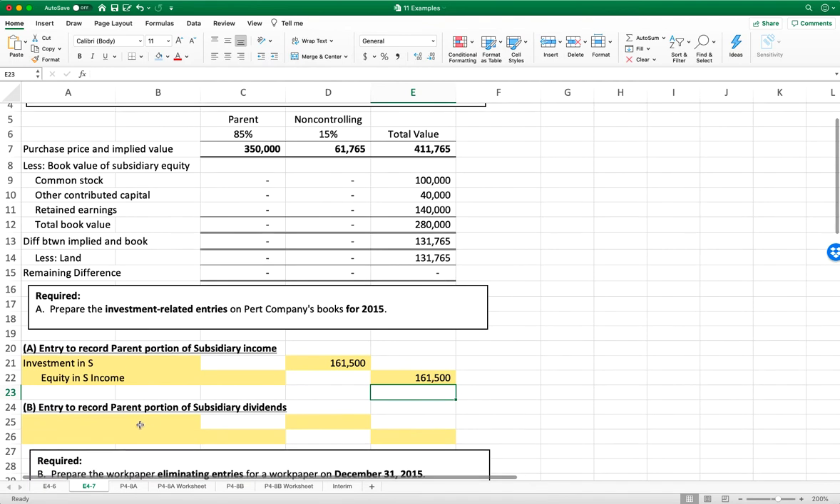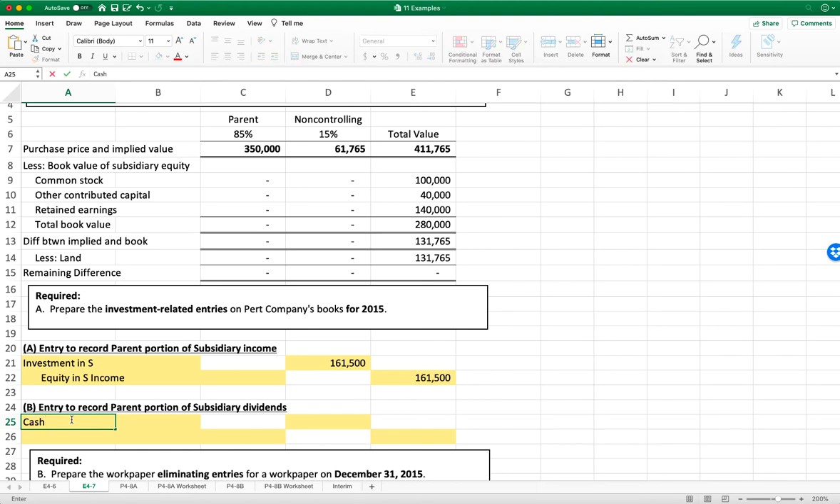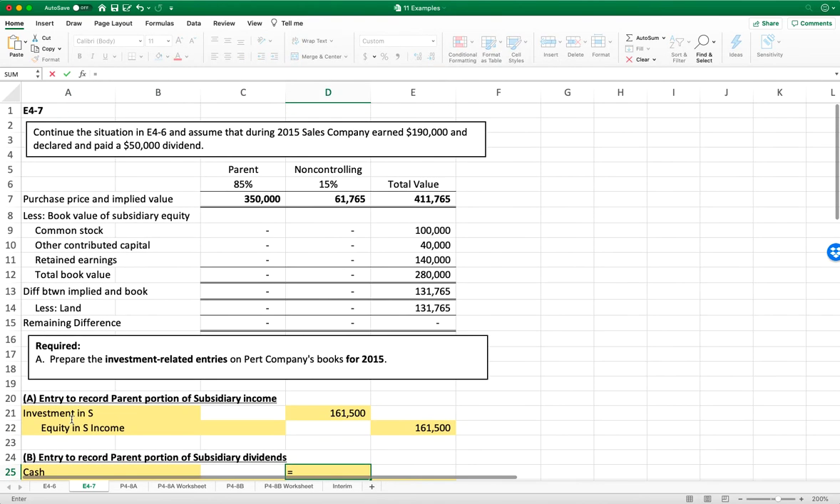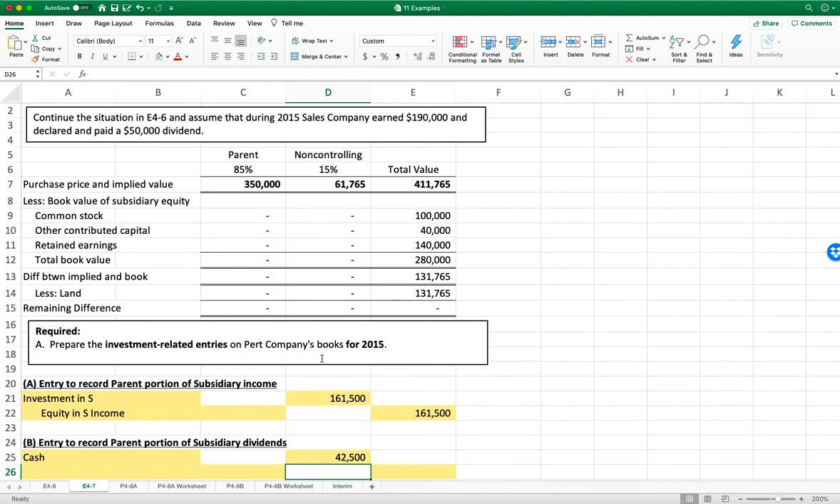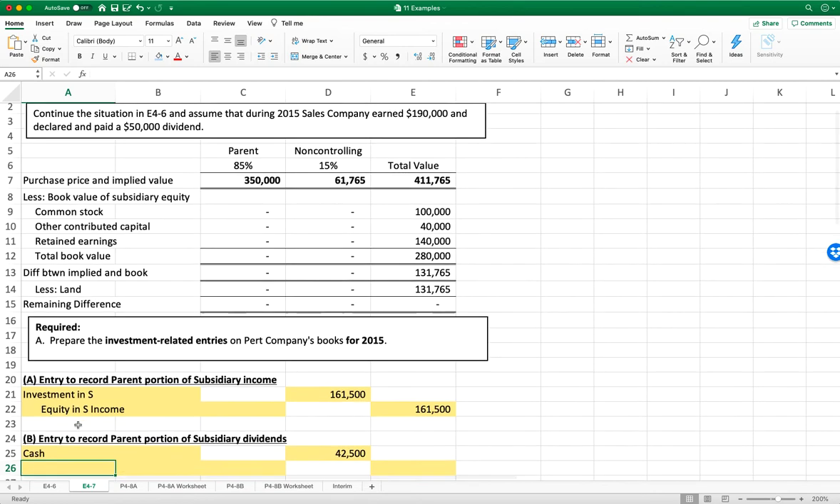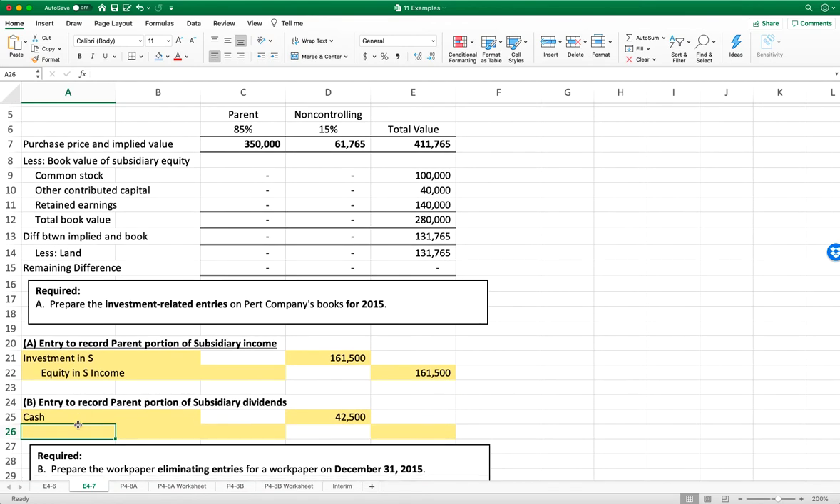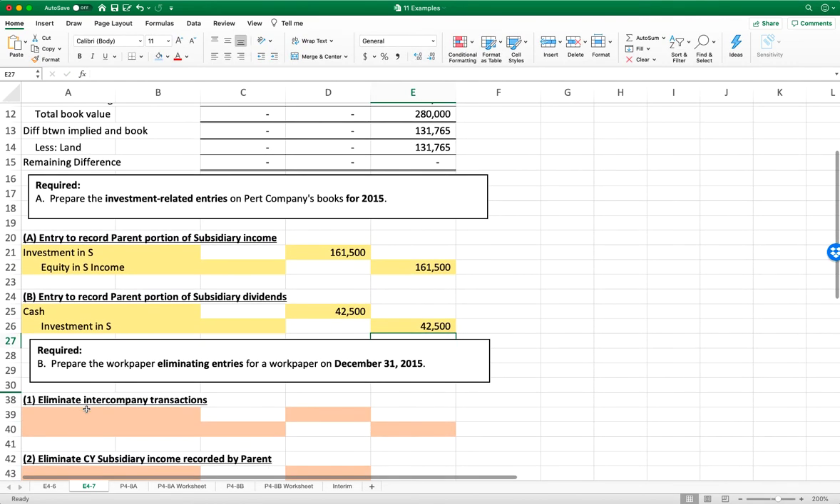Then our subsidiary also paid some dividends. So we get a check in the mail. So we're going to increase our cash account. The amount of that check is going to be our share, or 85% of the dividend that they declared and paid, which is $50,000. So the remainder of that $50,000 went to these non-controlling shareholders. Again, because we're using the equity method, this is going to decrease our investment in S. It's treated as a return of our investment. Okay, and that's all we would record on our parents' books.